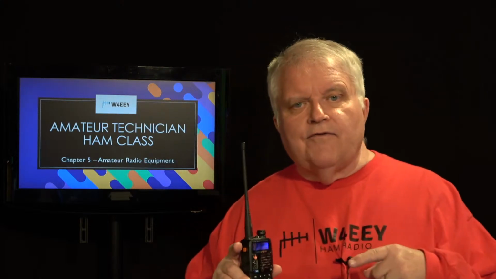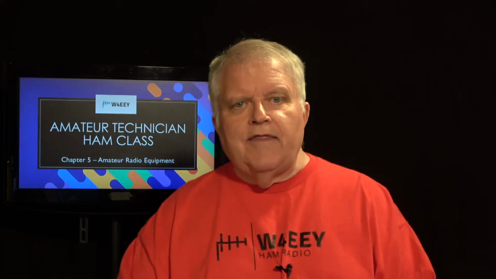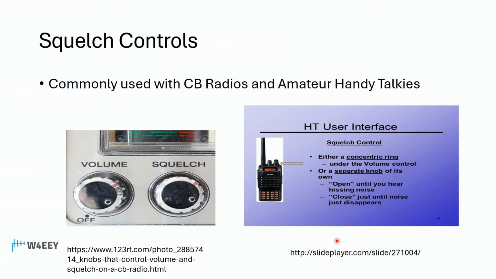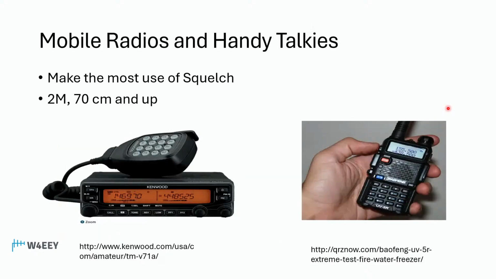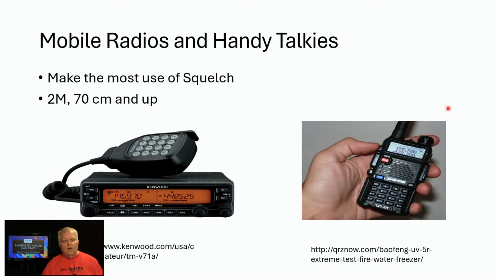And there are different kinds of squelch. Carrier-operated squelch will open up when any radio signal comes on frequency. And then there are some other private type of squelches. We'll talk more about those coming up. But squelch is something, and even on HF radios, this is an Alinco. I have this radio actually in my truck, and it's got a squelch control. So using here carrier-operated squelch. Not so much used on the shortwave or HF bands, but it's there on many radios. But mobile radios and handy talkies, they make the most use of squelch. So for 2 meters, 70 centimeters and up, you're going to want to have a radio with squelch.